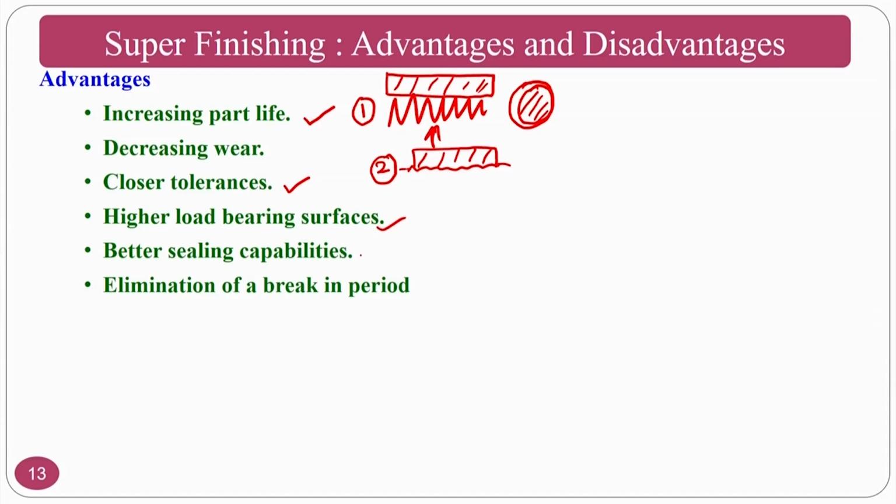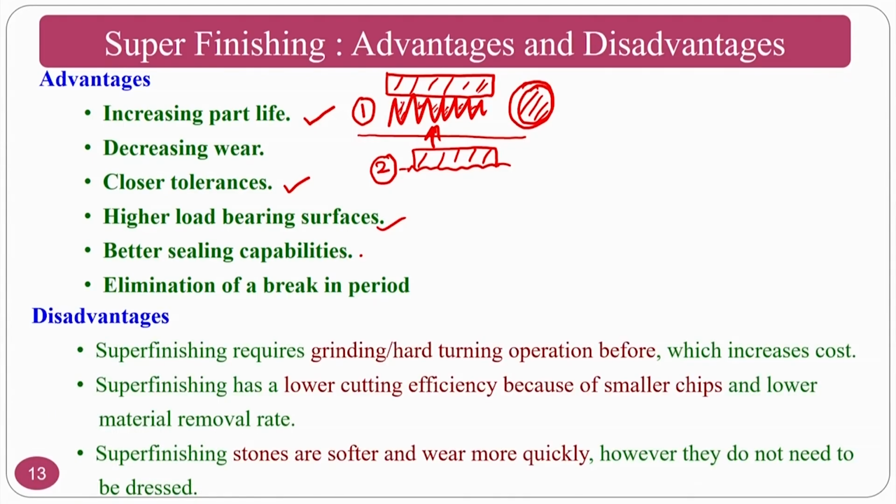So, the better sealing capabilities: in the first case the better sealing capabilities will not be there, in the second case it will be there, because in figure 1 you will have a lot of space. So, the gas or the air can be entrapped or it can pass through these peaks and valleys, but which is not the case in figure 2. So, elimination of the break-in period: normally you can eliminate the break-in period, that means that you can improve the life.